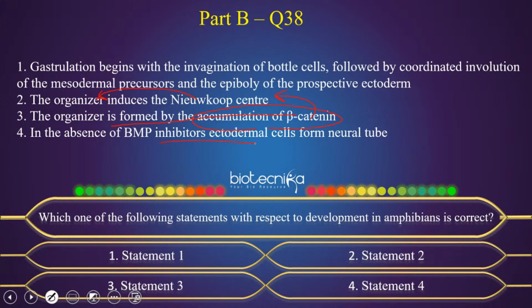And regarding BMP inhibitors, wherever the new organizer will be, that organizer is going to synthesize BMP inhibitors. And wherever BMP inhibitors are there, neurulation will take place on that side, because BMP inhibitors are at the dorsal side. So that side the neural tube will form. But what it is saying is, in the absence of BMP inhibitors, the ectodermal cells will form neural tube. How is that possible? If BMP inhibitors are not there, they were supposed to cause dorsal structures. If they are not there, then how can dorsal structure form? Not possible, right? So in that case, ectodermal cells will go for ventral phenotype.